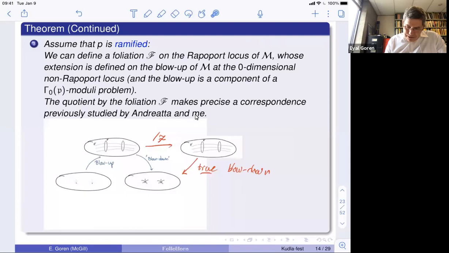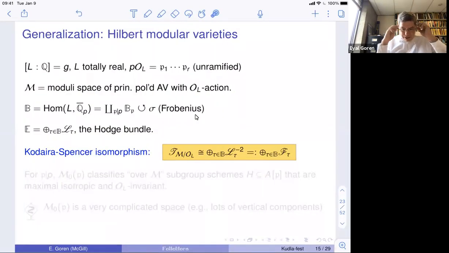Okay, so this is the picture for Hilbert-Blumenthal surfaces, maybe even in too much detail. Let me tell you what happens more generally. Okay, so we just have to introduce a little bit more notation. So instead of dealing with a quadratic imaginary field, we deal with a totally real field of degree G. And to simplify the situation, I'm just going to assume that P is unramified in this totally real field. It factors into a product of prime ideals. Once more, we look at the moduli space of principally polarized abelian varieties with OL action. But I'm going to focus now on characteristic P.